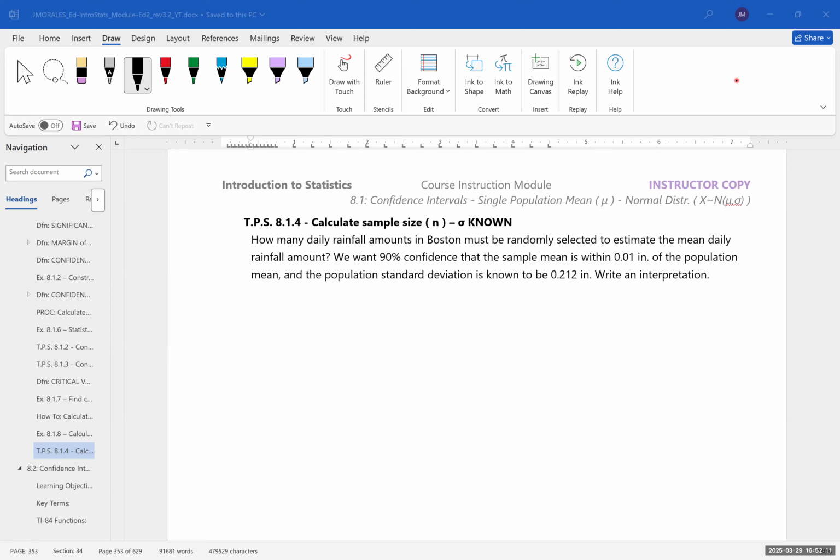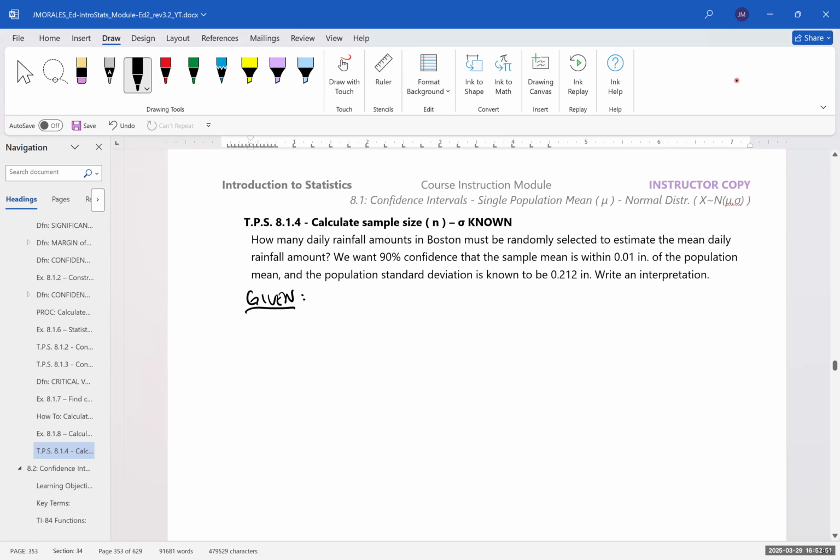How many daily rainfall amounts in Boston must be randomly selected to estimate the mean daily rainfall amount? We want a 90% confidence that the sample mean is within 0.01 inches of the population mean, and the population standard deviation is known to be 0.212 inches. And write an interpretation. All right, so what were we given?